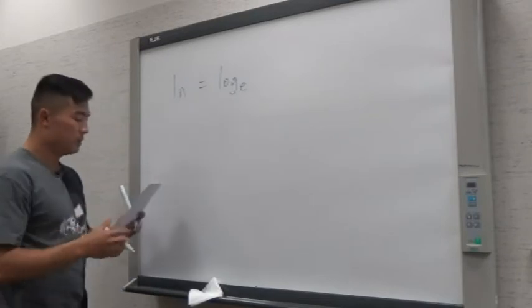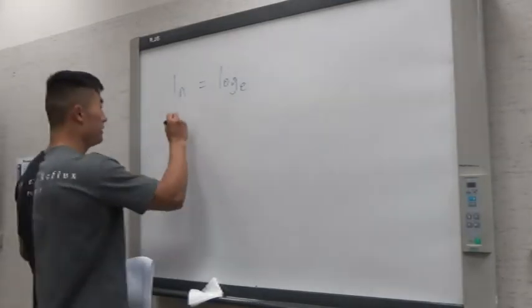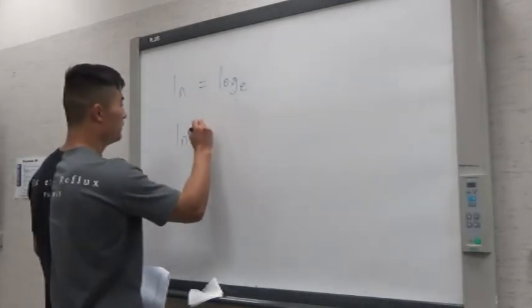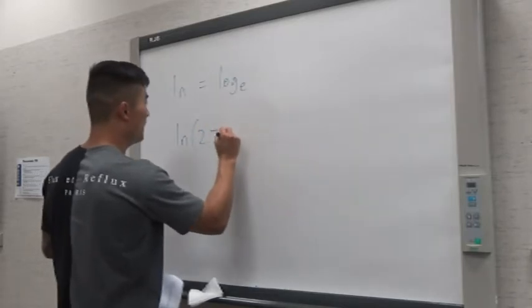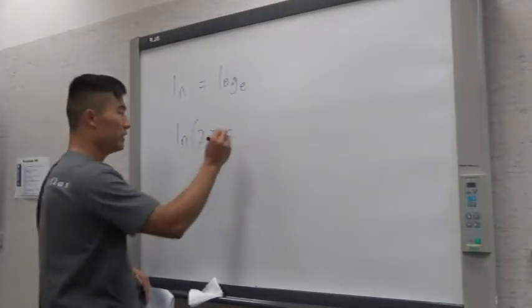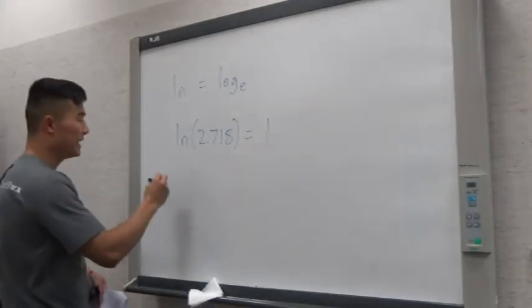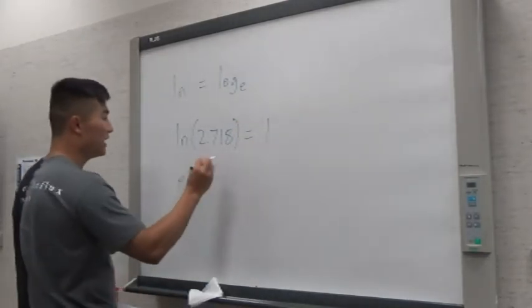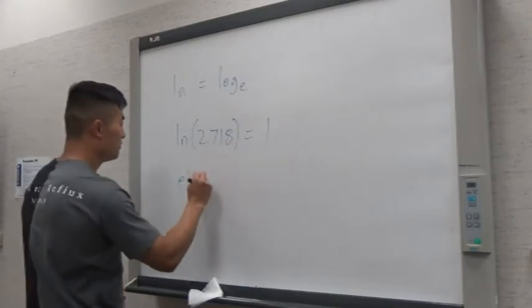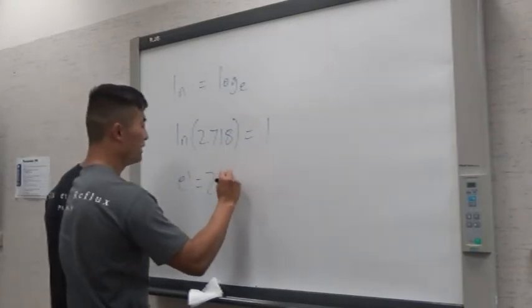And then if we wanted to find the natural logarithm of 2.718, or Euler's number itself, our answer would be 1. So that means that e to the power of 1 is equal to 2.718.